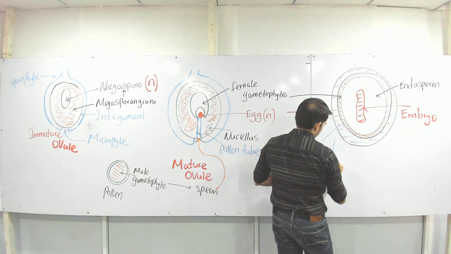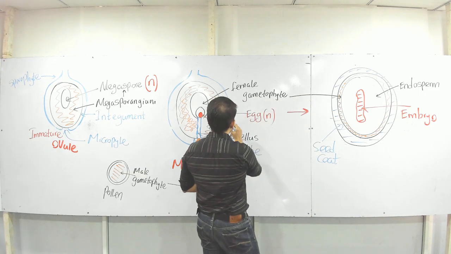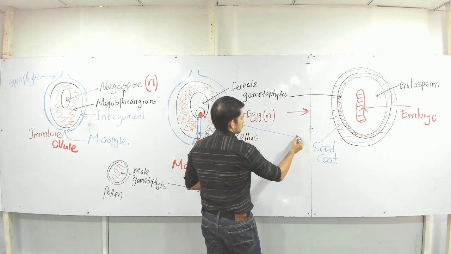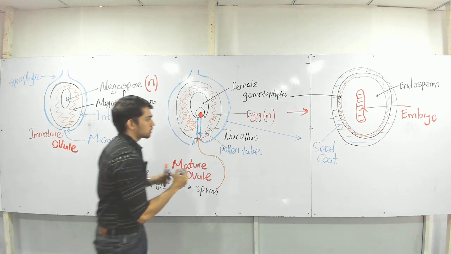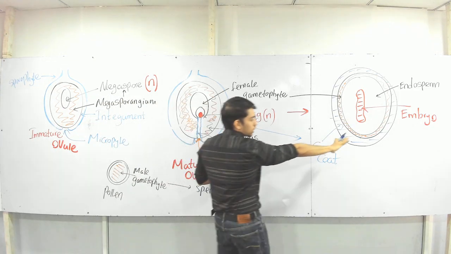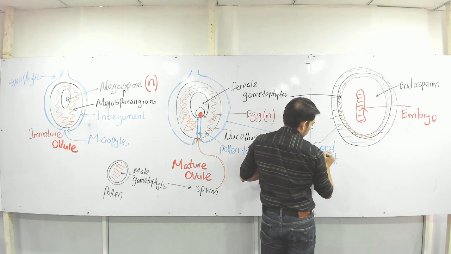Seed coat came from this blue color integument. Right? Integument was the protection for the ovule. It's going to be the protective layer of the seed as well. Seed coat.